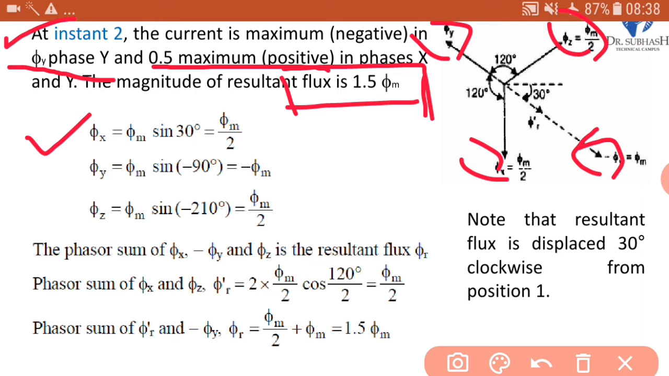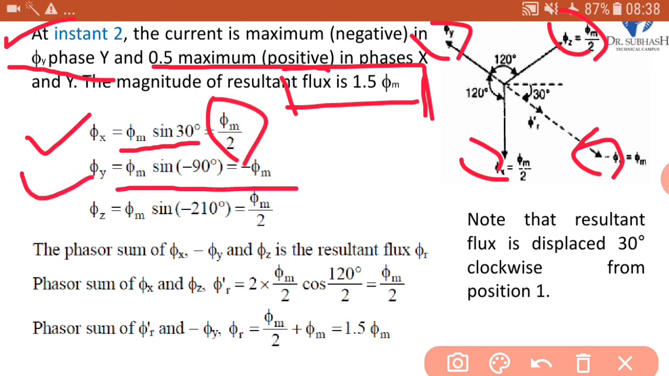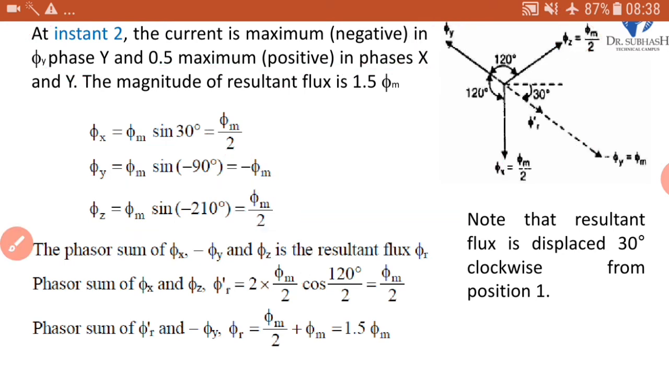Keep in mind that in instant 1 there is a phase displacement of 30 degree. So phi x is equal to phi m by 2. Then flux due to y phase, phi y, is equal to phi m sin minus 90 degree. It means it is equal to minus phi m. And flux due to z phase, phi z, is equal to phi m sin minus 240 degree. It means it is equal to phi m by 2.